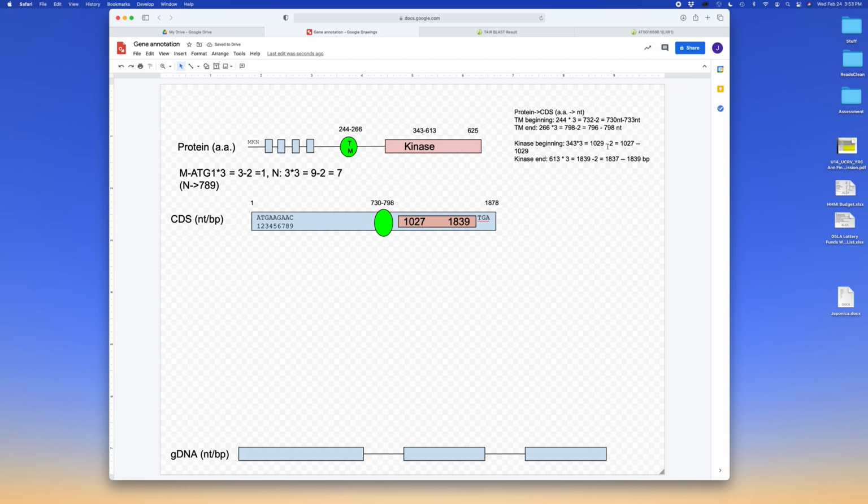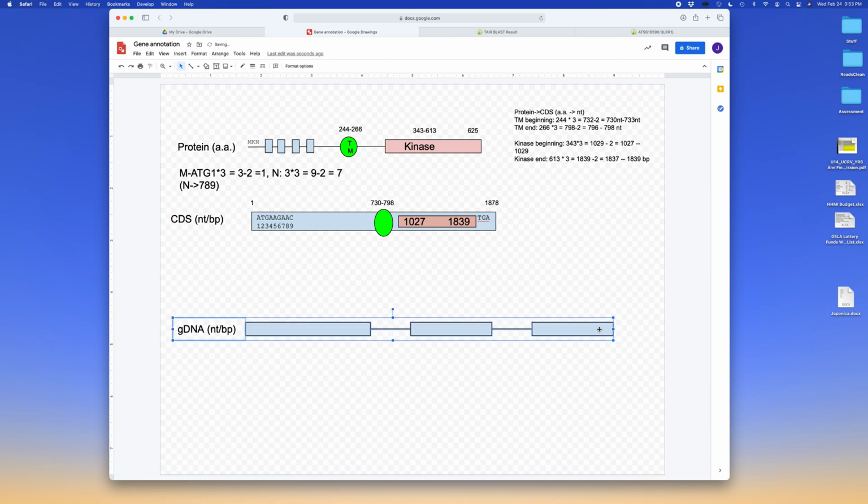So I've said that the start of this codon for this amino acid is 1027. And then for this amino acid, we need the end nucleotide, so that's 1839. It fits within our CDS, because the CDS is 1878 nucleotides long, and this number is less than that number. So that's good, 1839 is less than 1878. Everything makes sense. Okay, now let's go to our gDNA.